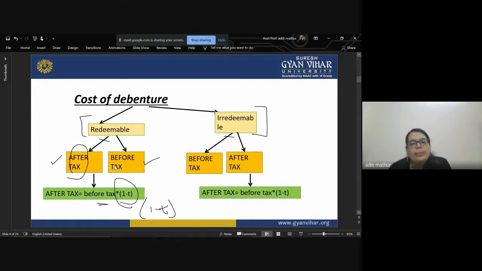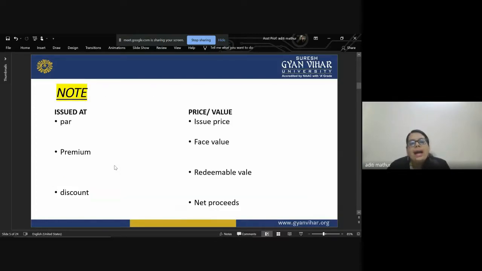it becomes very important for us to take the tax into consideration. So now let us just understand that the debentures can be issued in three ways, that is at par, at premium, at discount. That means if the debenture has a face value of 100 and it is issued at 100, that means it is a case of par. Whatever the face value is, it is issued on that same face value.